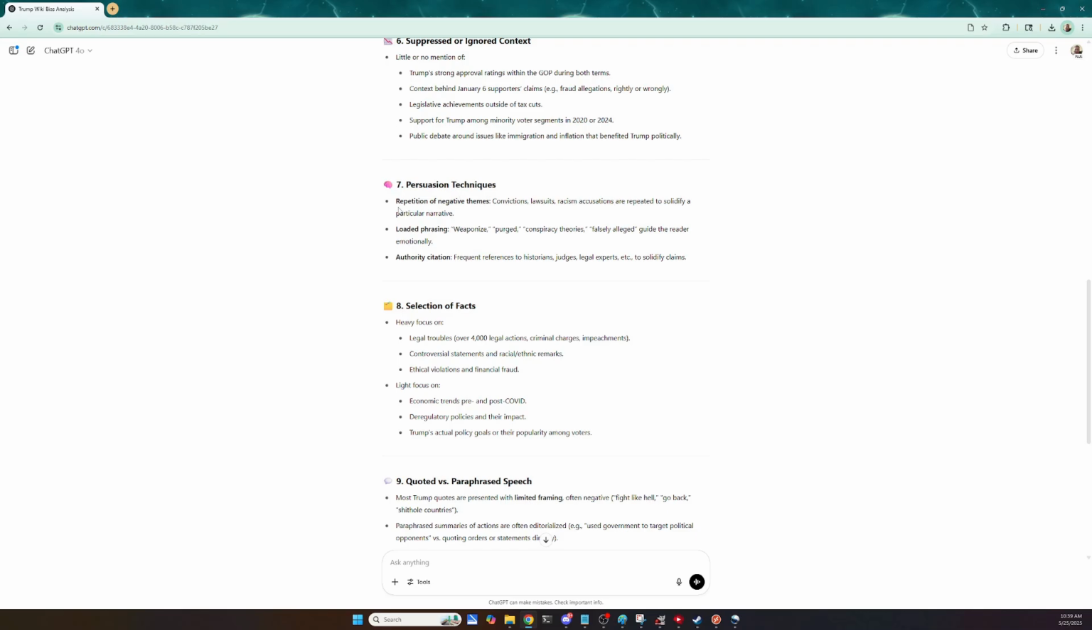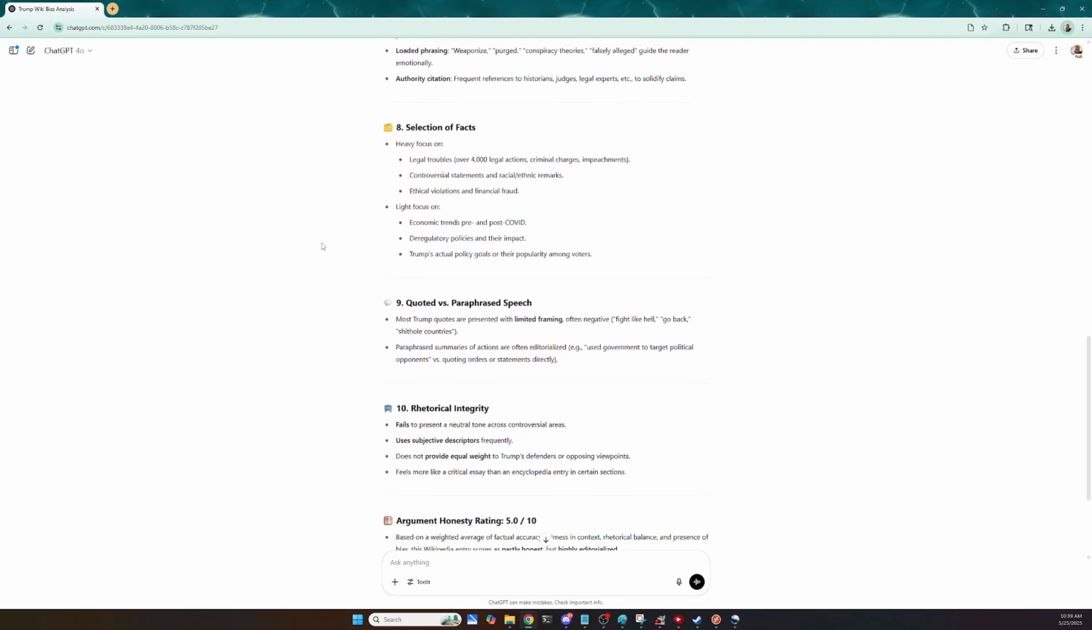Persuasion techniques: the repetition of negative themes, convictions, lawsuits, racism, accusations are repeated to solidify a particular narrative. Loaded phrases like weaponized, purged, conspiracy theories, falsely alleged guide the reader emotionally. Authority citation: frequent references to historians, judges, legal experts, etc. to solidify claims.